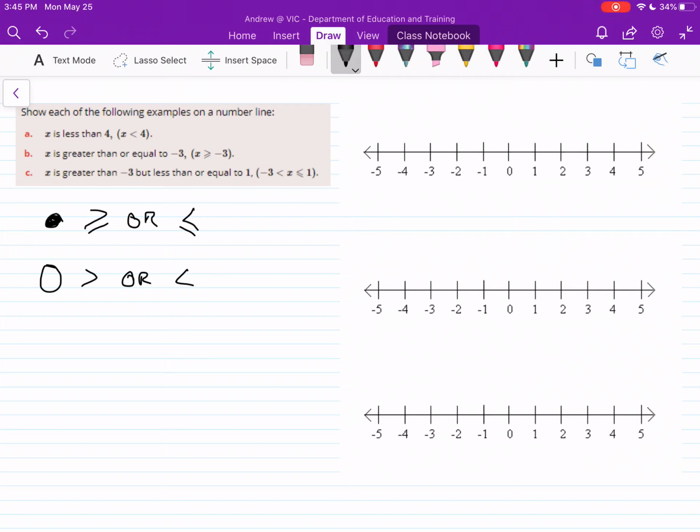G'day everyone! So in this video we're going to be going over number lines and how to represent inequalities on the number line. So firstly, just want to look at what I've written down here.